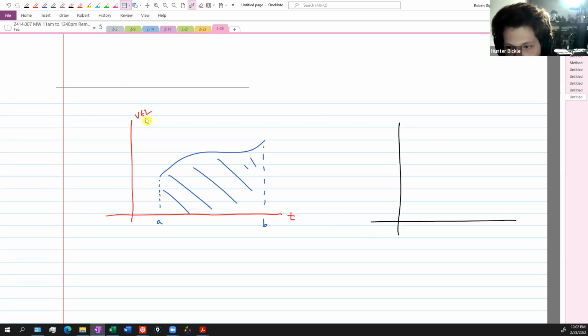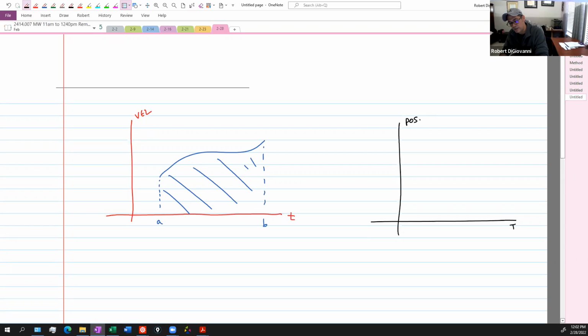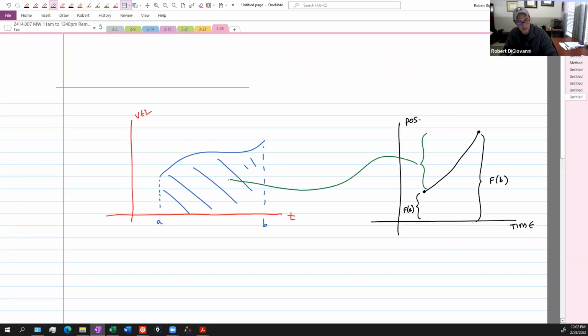Position, time. So this is position and this is time. And so whatever the antiderivative is, you look at the y coordinate there, whatever that distance is, that's capital F of A. This right here is capital F of B. And so the difference of those two is this. This right here is equal to that area.